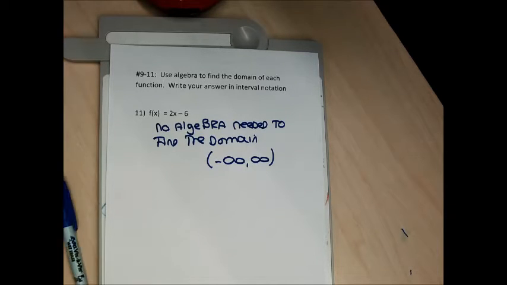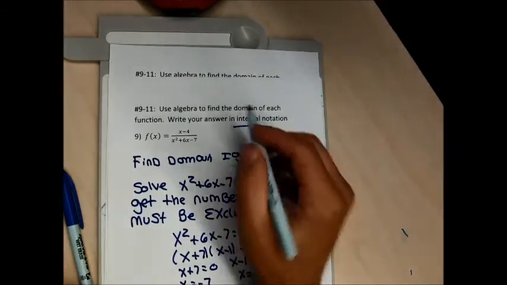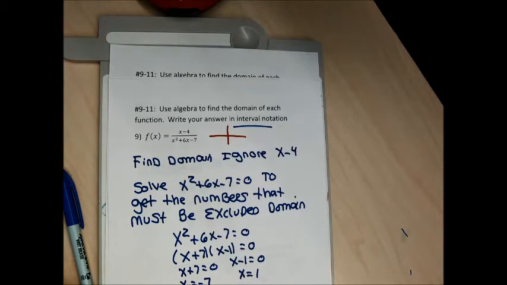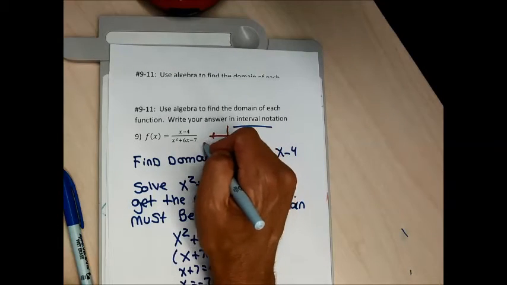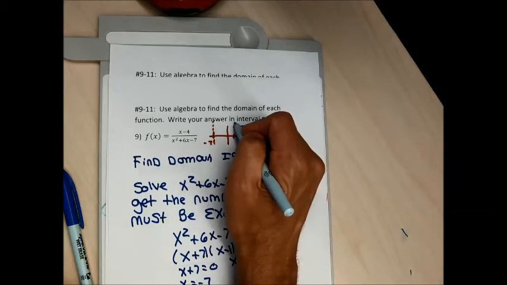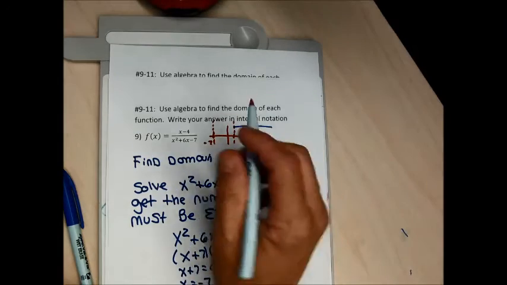If you're visual, what's going to happen for these functions? Problem 9, if I went to graph problem 9 that had a domain of these three intervals, at -7 there's going to be a vertical asymptote. At +1 there's going to be a vertical asymptote. And I don't know exactly what the graph's going to do.